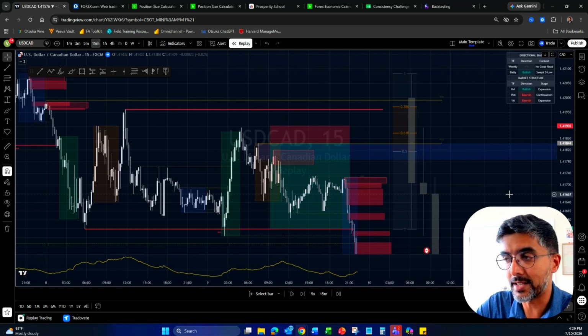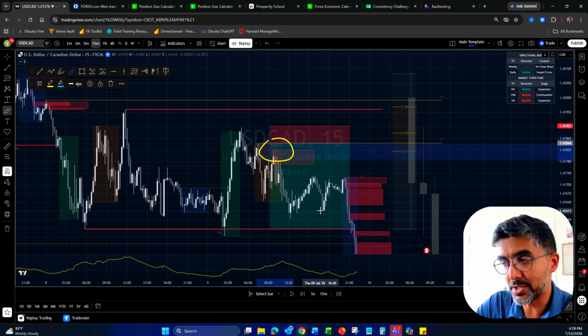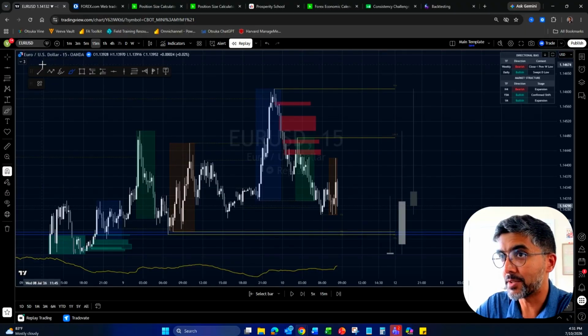My thesis was right in that lower prices were inevitable. I just didn't get tagged in by the smallest of margins here. Now, the second trade happened on Euro USD.